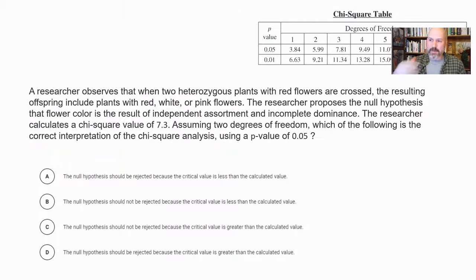All right. How about a multiple choice, and we'll wrap this up. A researcher observes that two heterozygous plants with red flowers are crossed. The resulting offspring include plants with red flowers, white flowers, or pink flowers. Red, white, pink flowers. Yeah, it's 3. The researcher proposes a null hypothesis that the flower color is the result of independent assortment and complete dominance. The researcher calculates a chi-square of 7.3, assuming 2 degrees of freedom.